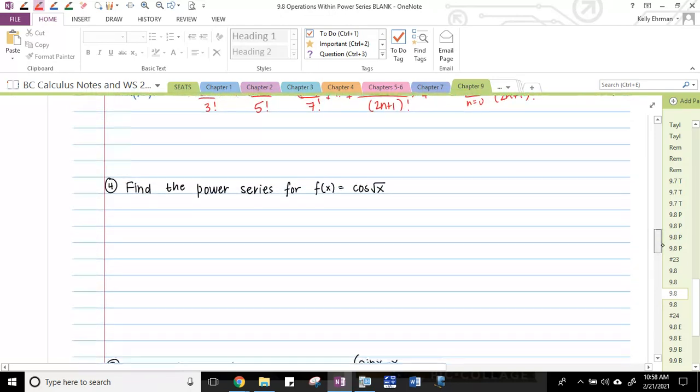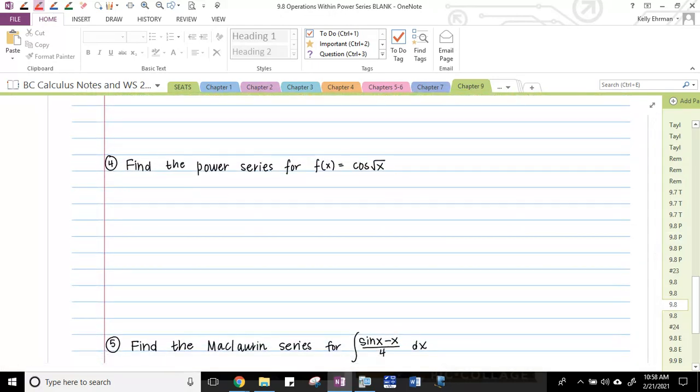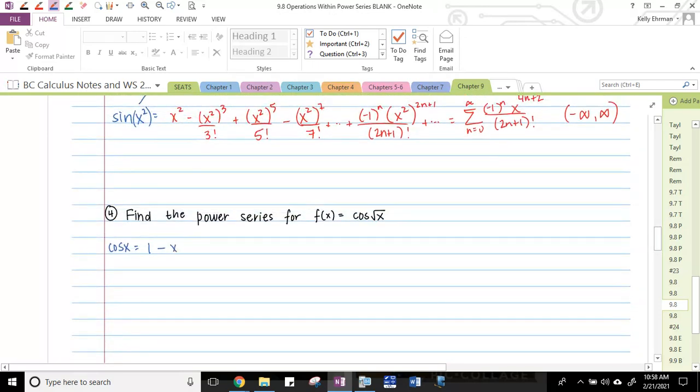Let's do one with cosine. So first we need to know what is our power series for cosine x. Cosine x, maybe you have to write out the terms first. It doesn't start with the odd powers, right? It starts at 1. So we've got 1 minus x squared over 2 factorial plus x to the 4th over 4 factorial. I'll just do one more. Minus x to the 6th over 6 factorial.